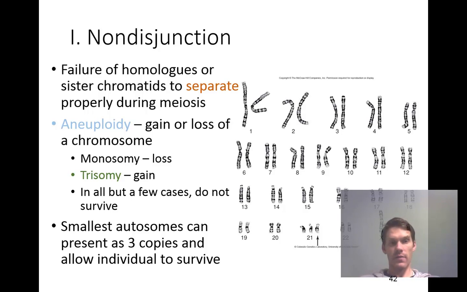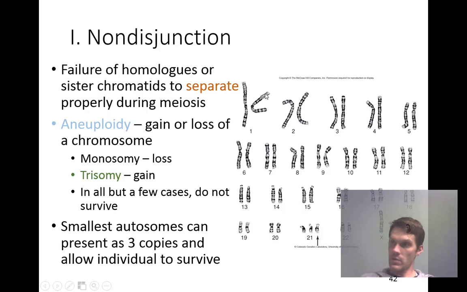Aneuploidy is when you have a gain or a loss. Monosomy is when it's lost, so now you only have one chromosome. Trisomy is when you have an extra one, so now you have three. You can see this is trisomy 21, which is Down syndrome. This chromosome has 3 instead of the 2 it's supposed to have. In small chromosomes, like chromosome 21, having a third copy is usually fine.